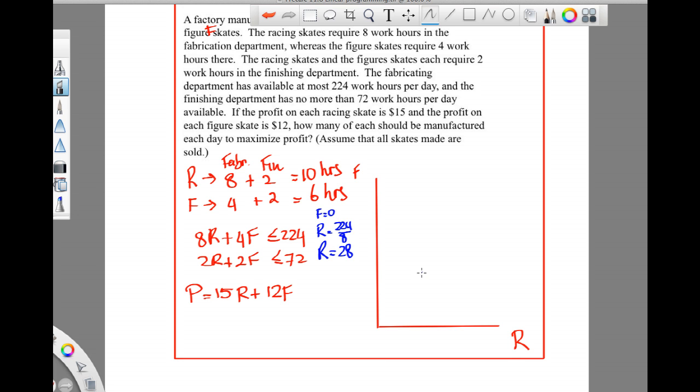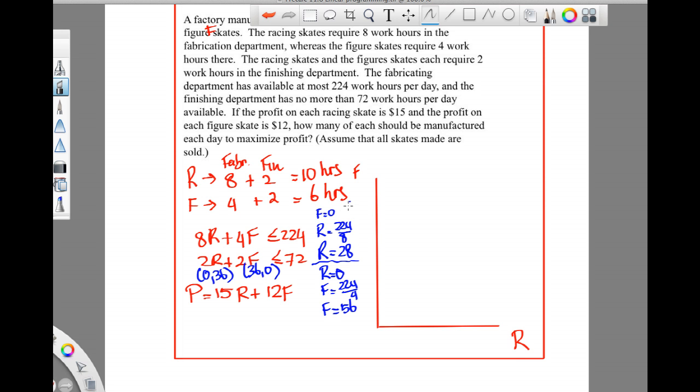Now I can't graph it yet because I don't know how much else we have. I can also do this the other way. If I say the number of racing skates we make is 0, then the number of figure skates would be 224 divided by 4. So that number is significantly larger, and that's 56. So I need to go up to 56 here right now. This one's a little easier, because both of these would be equal to each other. So if R is 0, then you can have 36 F. So 0, 36 is a point, but so is 36, 0.